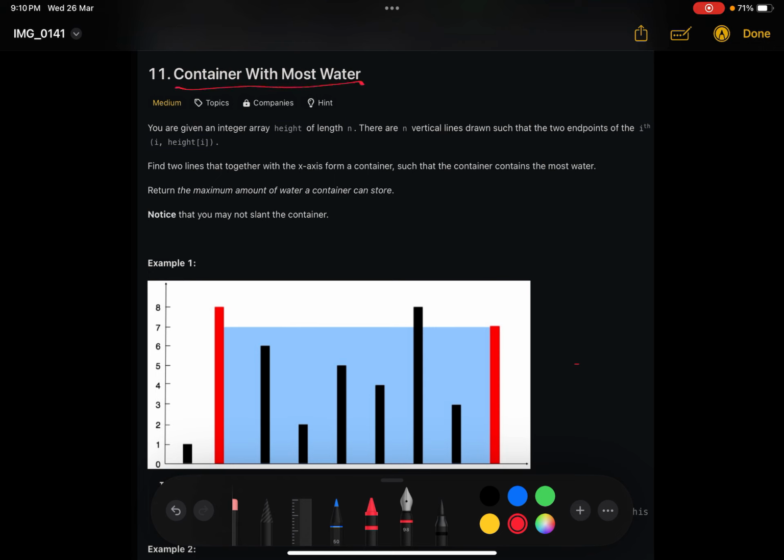Today I'm going to solve a new question, Leetcode 11, Container With Most Water. This is a very famous question, which I will tell you how to solve and how to think about.